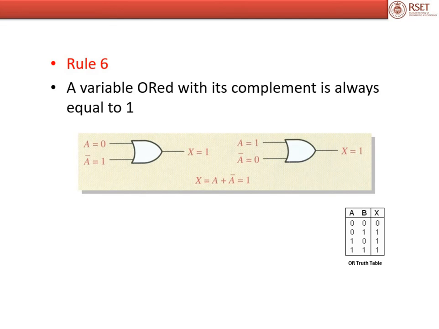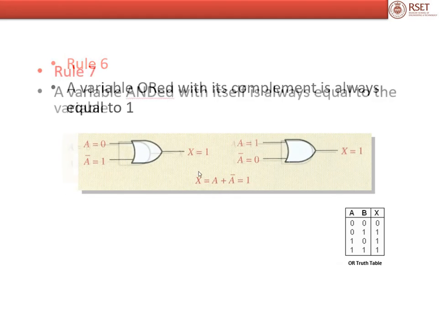Rule 6, a variable ORed with its complement is always equal to 1. So variable and its complement are inputs to the OR gate. So it's 0 ORed with 1, the result will be 1. So A plus A bar is equal to 1.